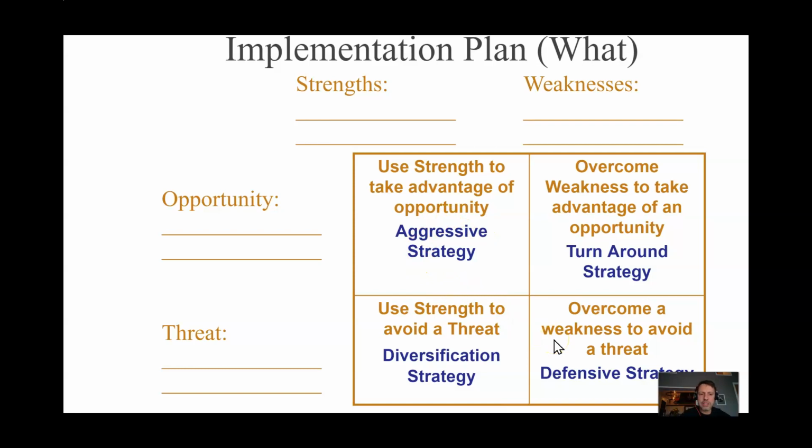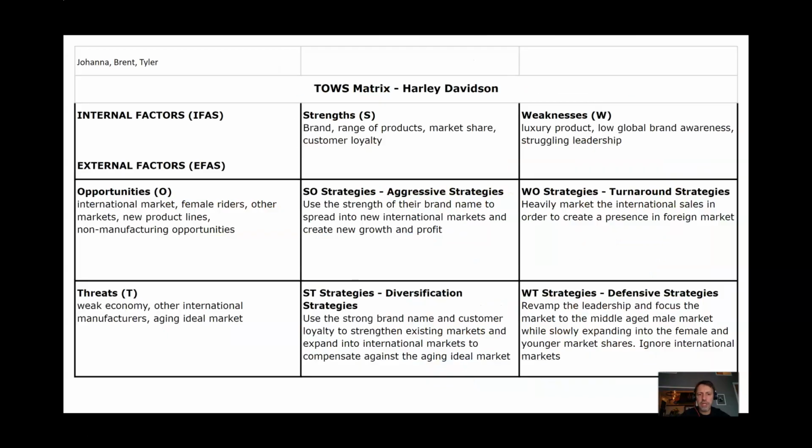So what the TOWS does is get you to create at least one strategy. This is your challenge: to create at least one strategy that you think is viable in each of those four quadrants.